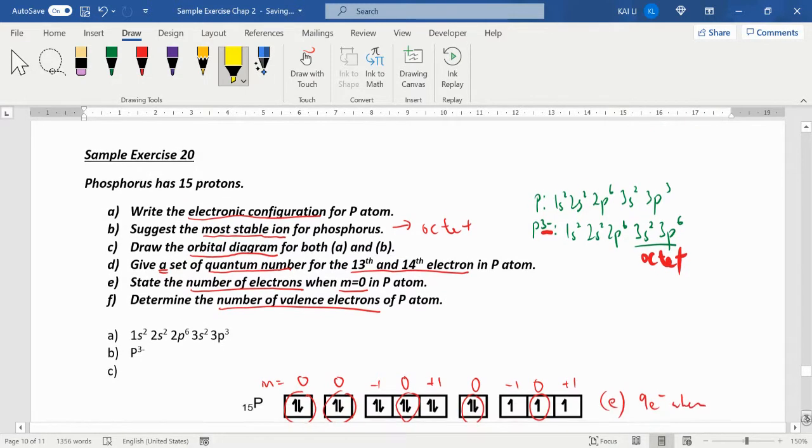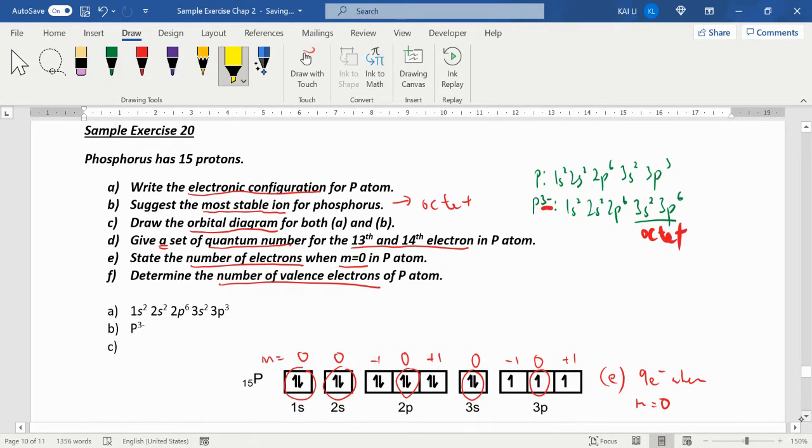Next one is terms. Look at terms. For electronic configuration, we will use SPDF. Okay, most stable ion means we are looking for octet. So if we see here, this has 5 electrons only, so this one will become 8 valence electrons. So with 8 valence electrons, we know it is stable, so it is octet. So the most stable ion is B3 negative.